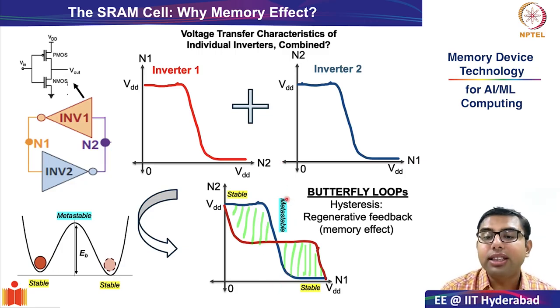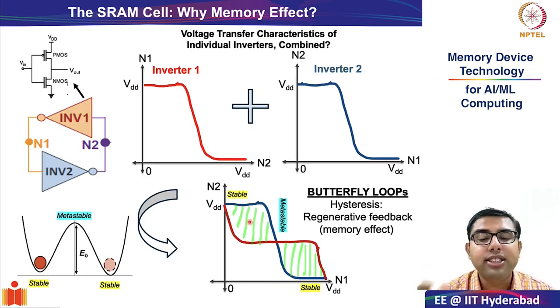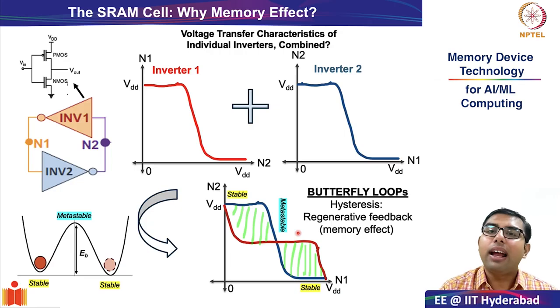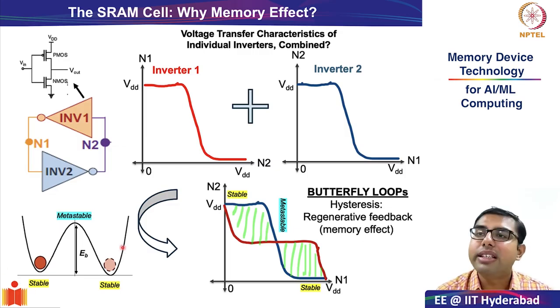In this particular transition region of the metastable state, if the voltage V of N1 reaches near the metastable state, a small push in either direction can change the value from stable state 1 to stable state 2, or stable state 0 to stable state 1. So as you can see, the butterfly hysteresis curve of a cross-coupled inverter, which is the heart of the SRAM cell, can be very physically or intuitively understood from this kind of example.